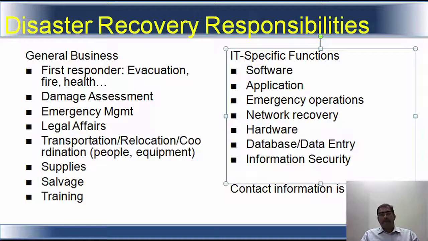Then there is emergency management, legal affairs, usually people involved with the law, or if there is a legal department within the organization, they will do that. Then transportation and relocation coordination. So this is transportation of people, transportation of equipment, all those things. Then emergency supplies, not only organization supplies, even food may be a factor here. Then how do you salvage whatever is lost?